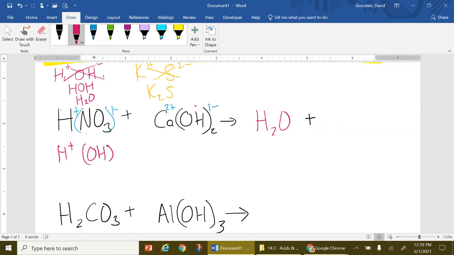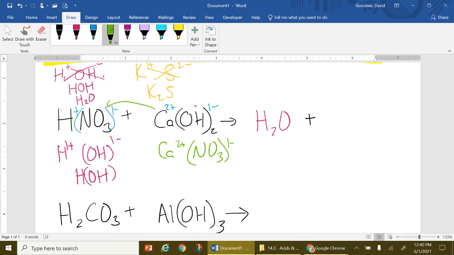Hydroxide is 1 minus. So because we got a 1 plus and a 1 minus, their charges cancel, and you just put them both together. One of each. All right? Next up, we got to combine the calcium, which is 2 plus, with the nitrate, which is 1 minus. So calcium, 2 plus, nitrate, 1 minus.